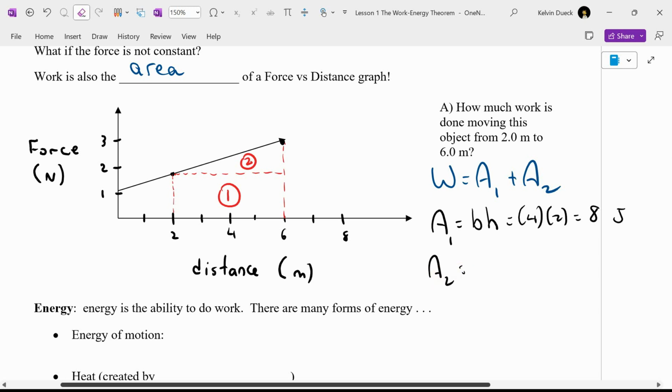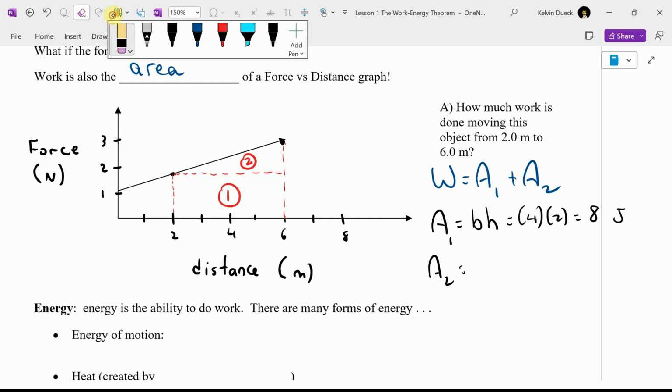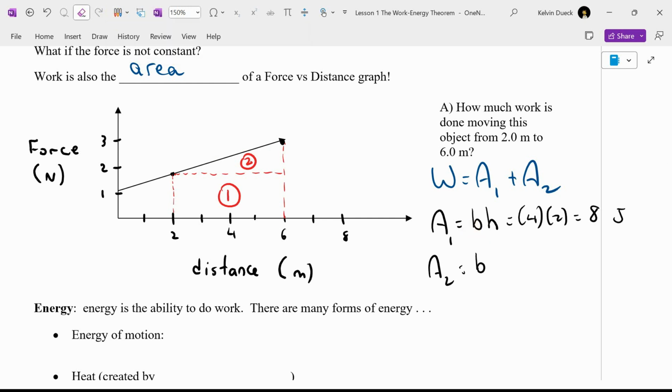Alfie, what shape is area 2? And do you know what every triangle is? Don't write this down, but look up. Every triangle is half of a rectangle. The area of a triangle, if you know the rectangle, you know the triangle. It's the base times the height divided by 2.